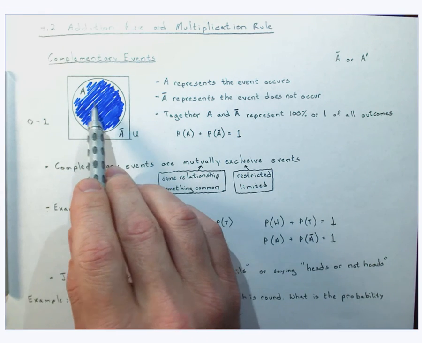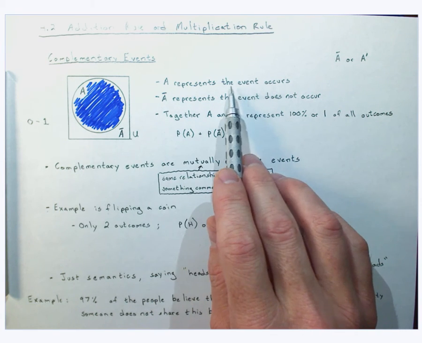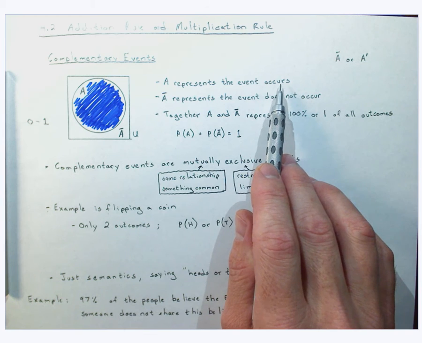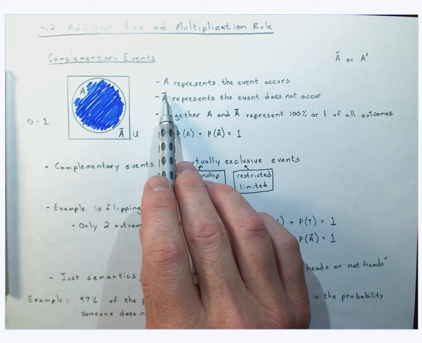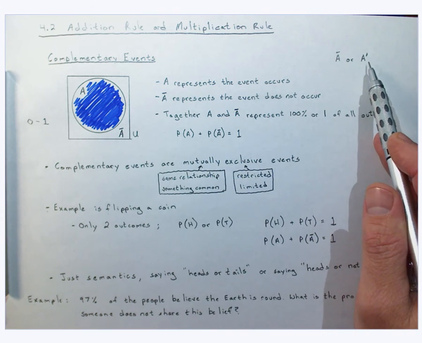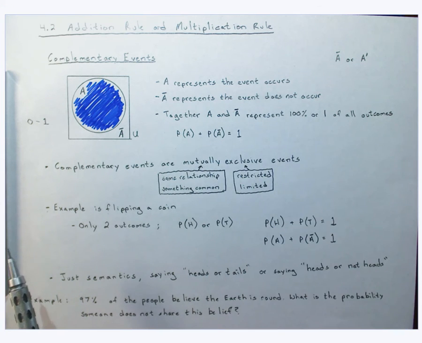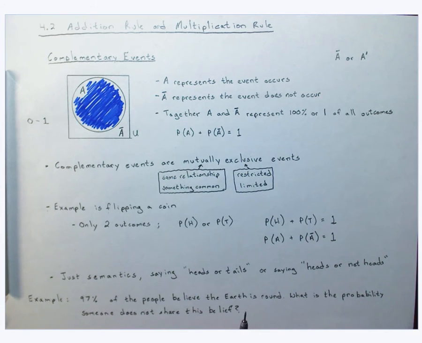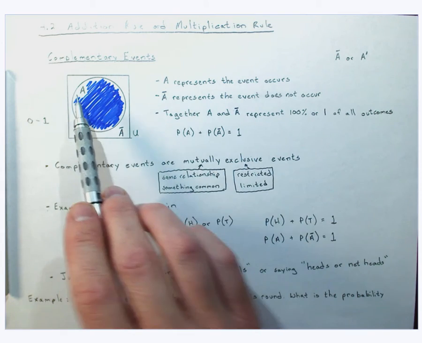The circle that's shaded blue and labeled A represents that the event occurs. Not A, or A with a bar over it, or as you'll see some books do, A prime, represents that the event does not occur. We can think of this simplistically as heads or tails, or right or wrong, or left and right. However it is that you need to visualize it, this is how we word it.